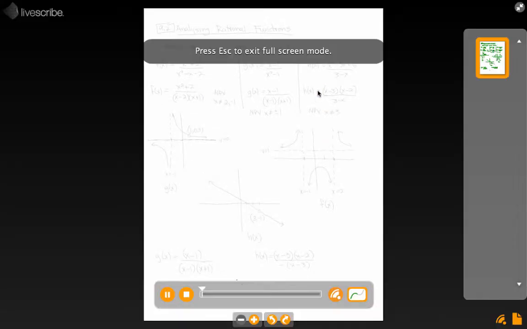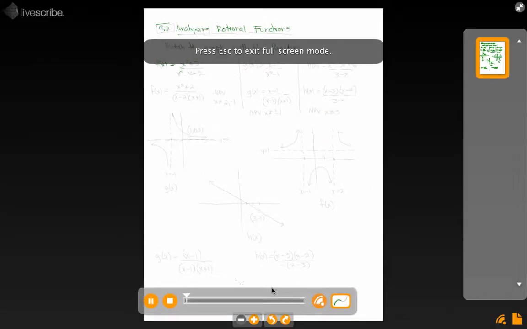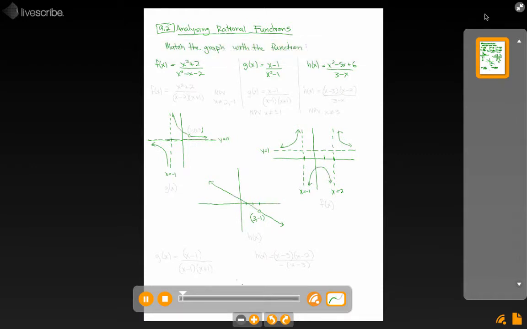This example comes out of section 9.2, Analyzing Rational Functions. So this example is a teaching example, but it's also kind of a test style of question where we're asked to match the graph with the function. We're given three functions, all rational functions with denominators, some simpler than others, and then three different graphs. And the idea is to try to match the function that goes with the right graph.